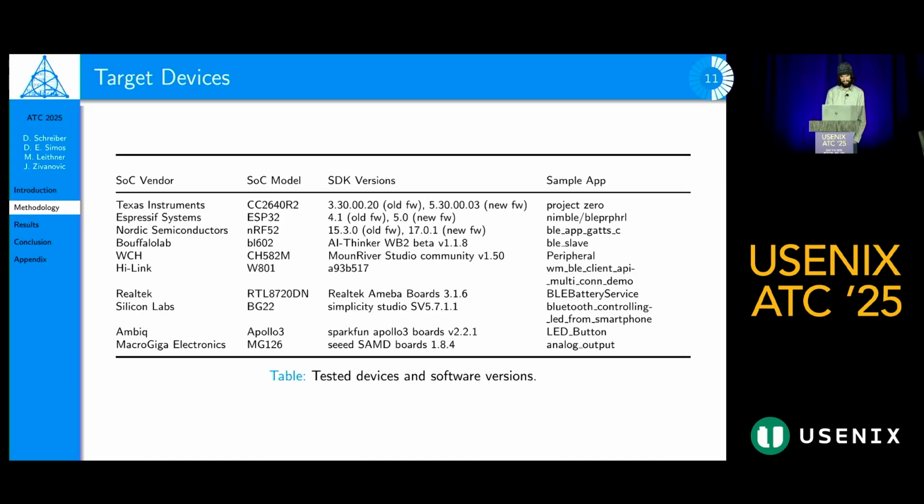In total, we tested 10 different microcontrollers from 10 different vendors, and the firmware versions and sample applications that have been used are given here in this table. We also tested some devices with firmware versions that were previously tested by the Greyhound fuzzer. The sample applications are included in the SDKs that the vendors provide and represent simple devices that expose 1 or more services.